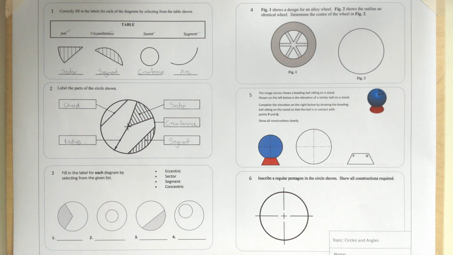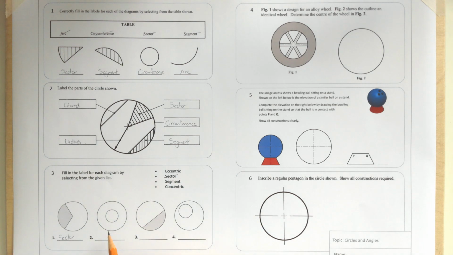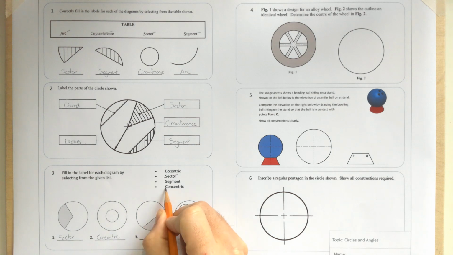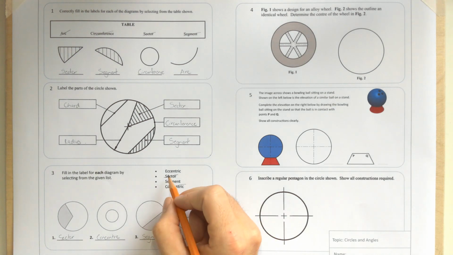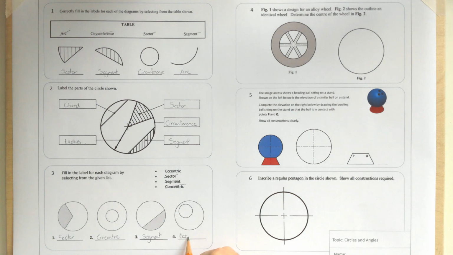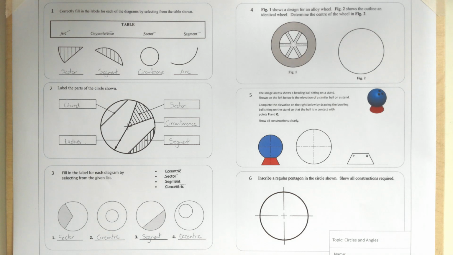Okay, question 3, fill in the label for each diagram by selecting from the given list. So same as before, top one here is your sector. Cross it out. Go to the ones you know. So the second one here is concentric. You use that sometimes on SolidWorks. Third one then has to be your segment. And last one is eccentric. It's the one that's left there on the top. So question 3 finished.